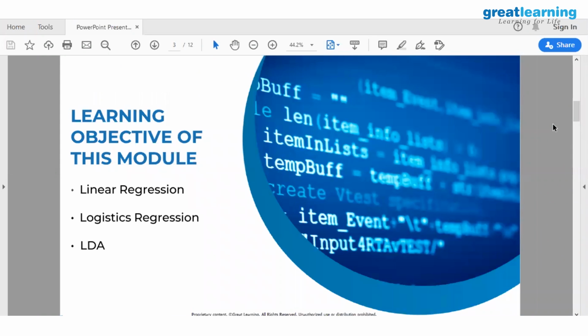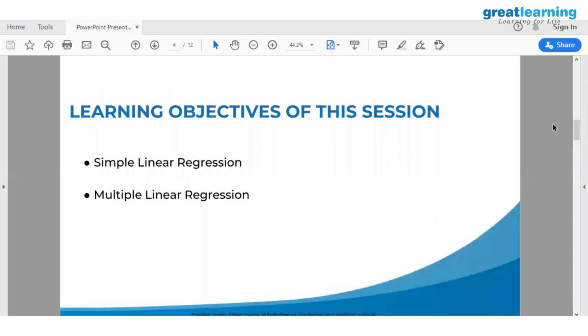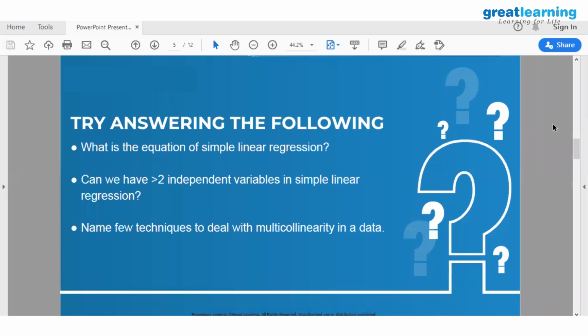Learning objective of this module, the total module, this predictive analytics: the linear regression, the logistic regression, linear discriminant analysis. Learning objective of this session is going to be what is a simple linear regression and what is a multiple linear regression. These are the two main objectives for this session. And we'll have a pop quiz as usual.